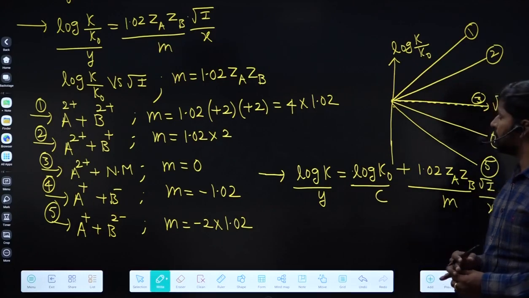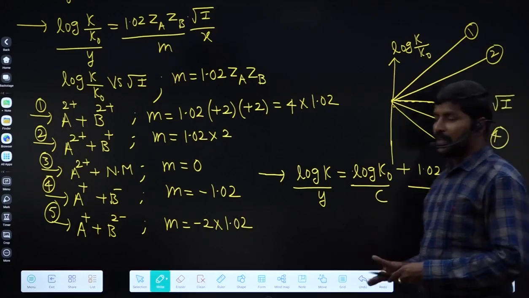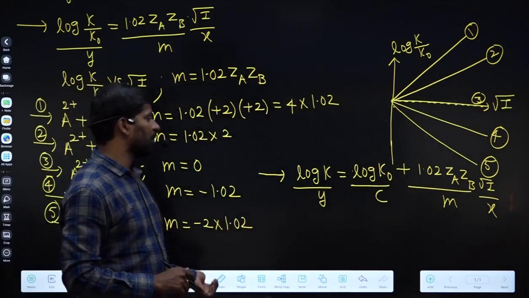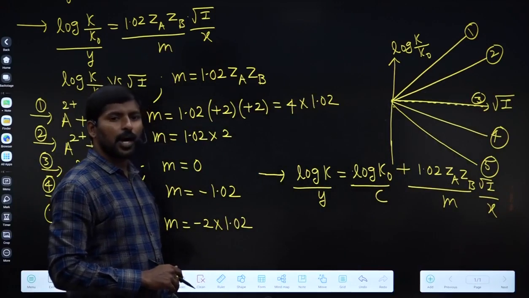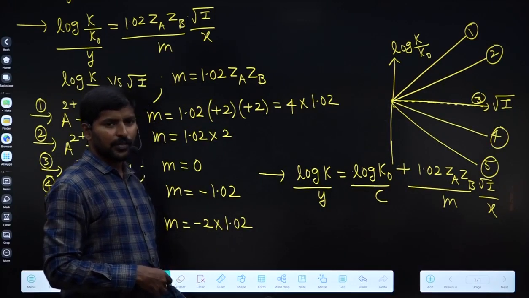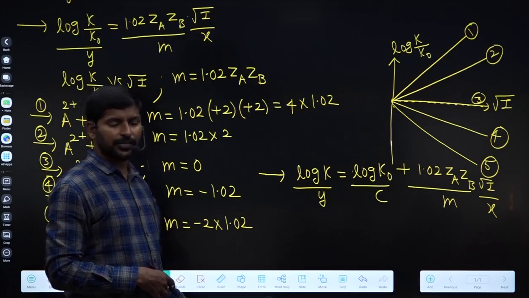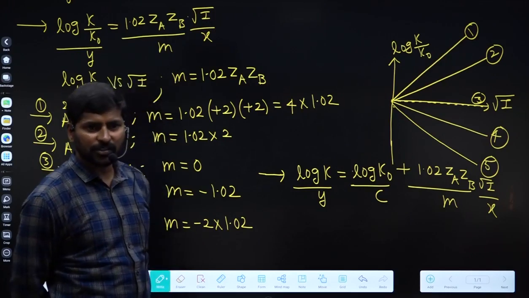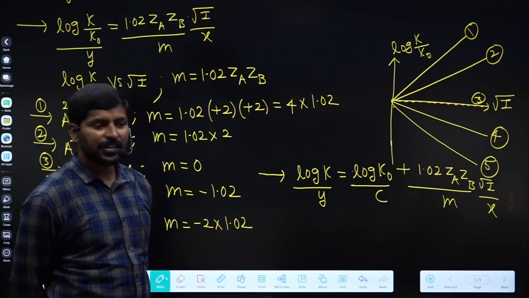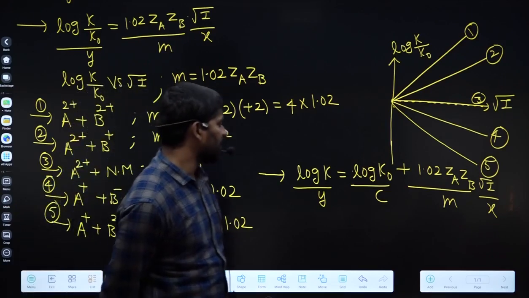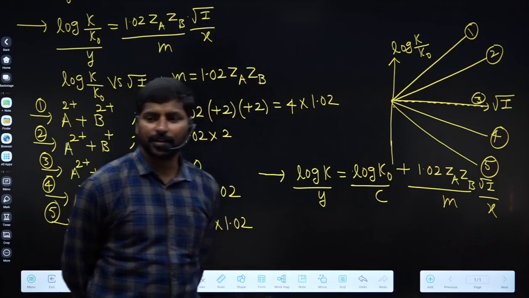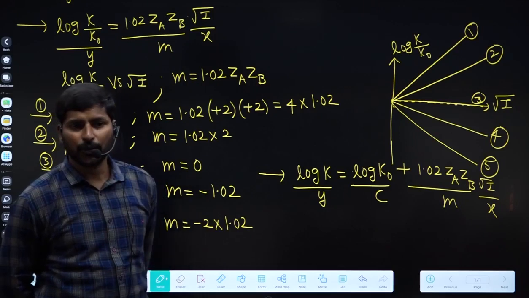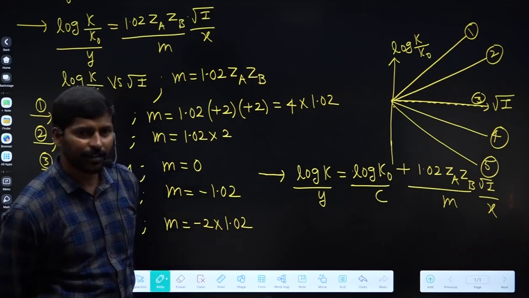Next one. For the reactions involving oppositely charged species, as ionic strength increases, rate of reaction decreases.